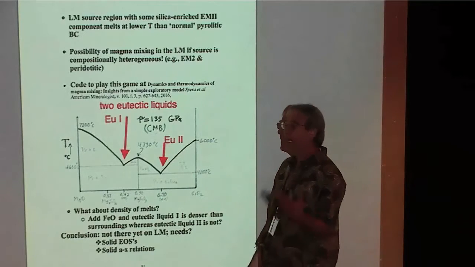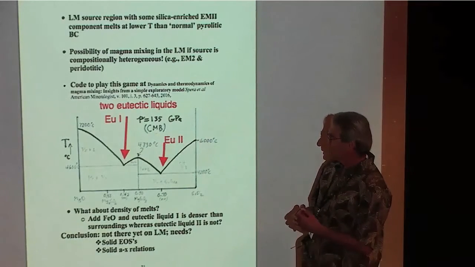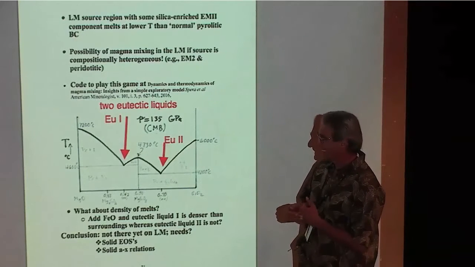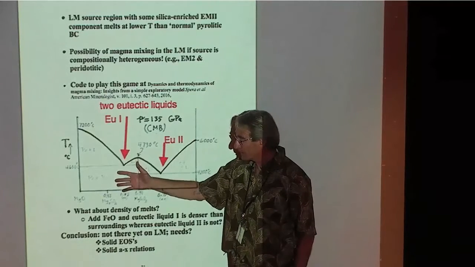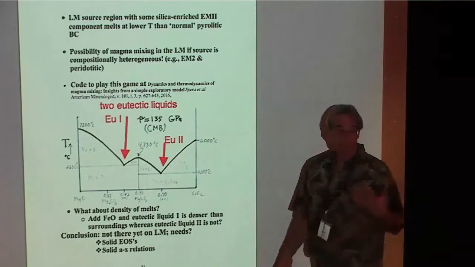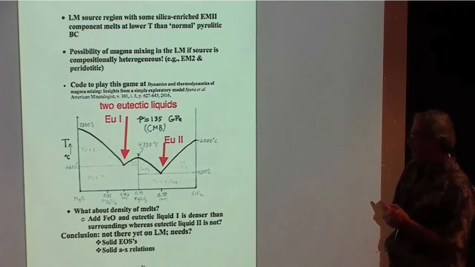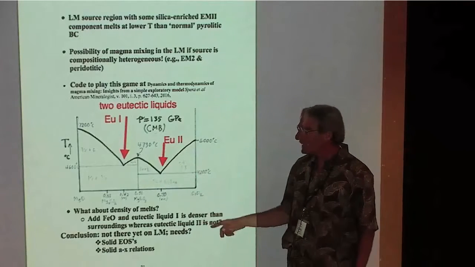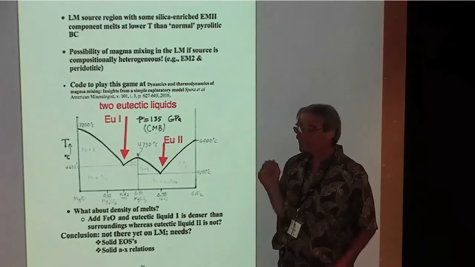Well, when you add iron to them, I was just talking about MgO and silica. When you add iron, according to Stixrud et al., the iron-rich liquid, which he was studying, was on this side of the eutectic, and is denser than the surroundings. So it's gravitationally stable. However, this liquid, I don't know. I suspect it's not denser than its surroundings. I suspect this liquid is less dense.